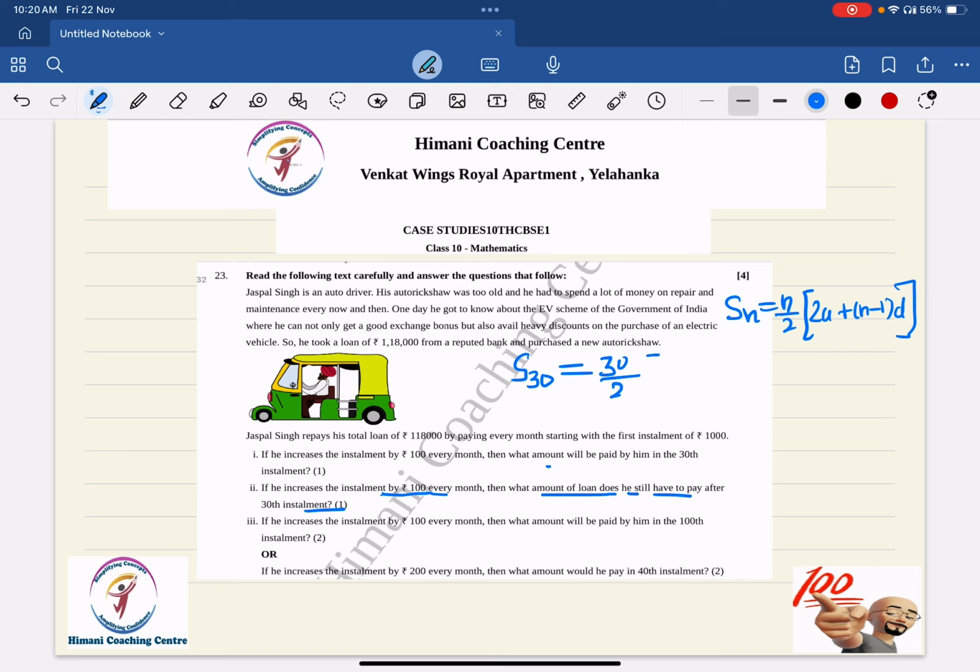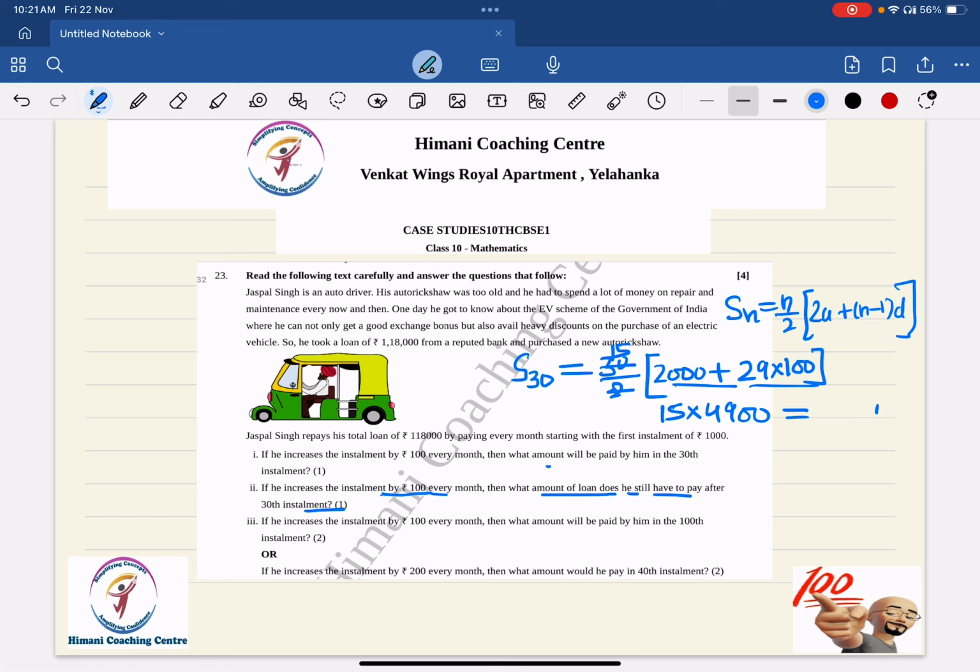So 30 by 2, times 2 times a. We figured out a is 1000, so 2 times 1000 is 2000, plus 30 minus 1, which is 29, times 100. So what will we get? We get here 15, and that gets multiplied with 4,900. If you solve the bracket inside, 2,900 and 2,000 is 4,900.